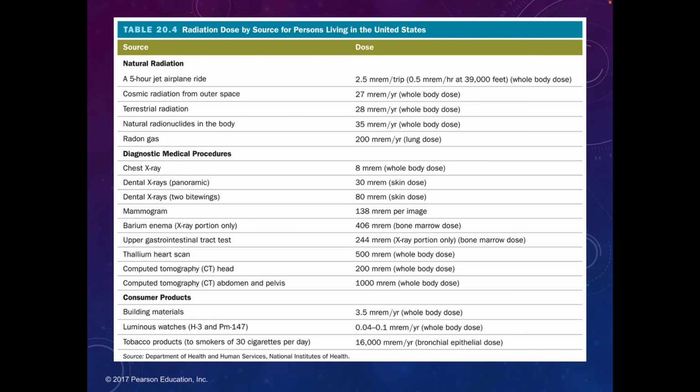So here are just some ways that you may be exposed to radiation. We have two different kinds, really. We have natural radiation, which is things that you're exposed to all the time. So if you went on an airplane, you'll get some radiation. You're also getting some radiation all the time from outer space. You have some natural radionuclides in your body that give you some radiation. And we talked about radon gas before, which, like I said, is commonly a problem back east. You may be exposed to that.